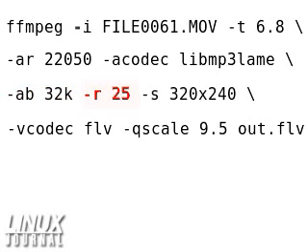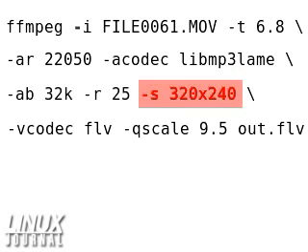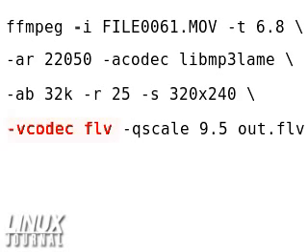Hyphen R is the frame rate, which is usually 25, the PAL standard, or 29.97, the NTSC standard. Hyphen S is just the dimensions of the final video, in pixels, width by height. V codec is the video codec. Again, the possibilities are listed with the hyphen format switch. And finally, Q scale is a quantization scale, which is basically a quality scale for variable bitrate encoding. Lower numbers indicate a higher quality. So let's run this and see how it looks.